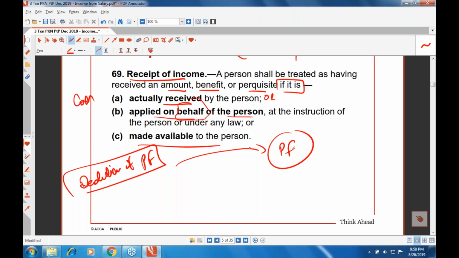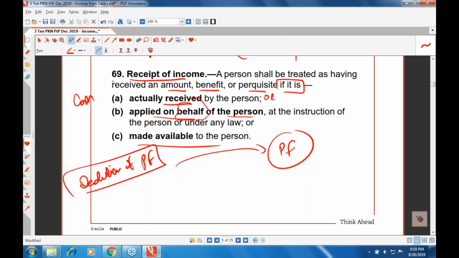So if some income is applied on behalf of you somewhere, it's considered to have been received by you. Another example. You have obtained a property in Bahria Town and you have to pay installments to Bahria Town. So you instruct your company that you can pay my remaining salary to me at a later date, but I would want that around 15,000 rupees every month be paid on the 28th of the month to Bahria Town. So if the company makes a payment on your behalf, that actually means that you have actually received that amount. Why? Because it's applied on behalf of you.